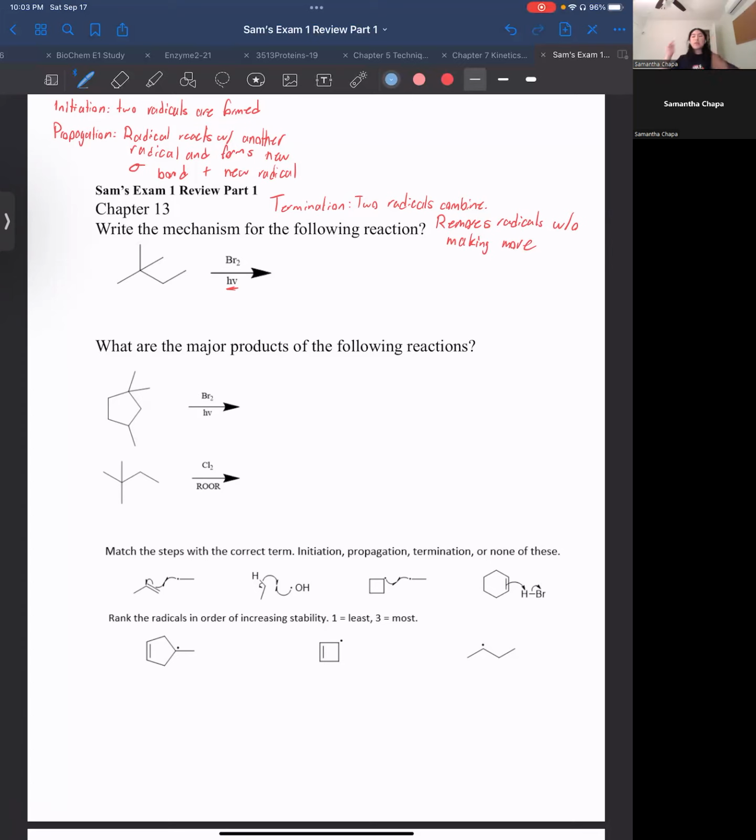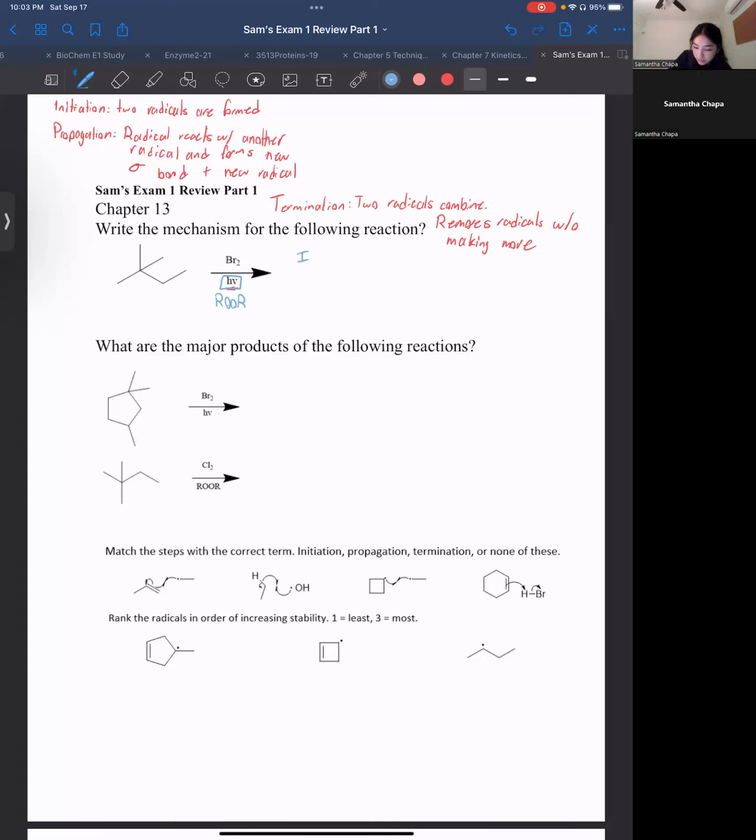And so the way that we can tell whether this is a radical reaction and not like a regular Br2 reaction is that we have a radical initiator right here. This is light. So light and peroxide, so this right here, are going to be like the giveaways that you're handling radical reactions. Okay, so then let's do the first one, initiation, when 2 radicals are formed.